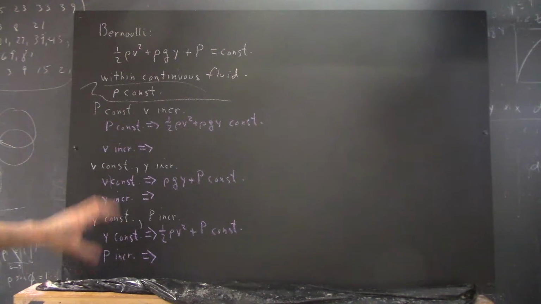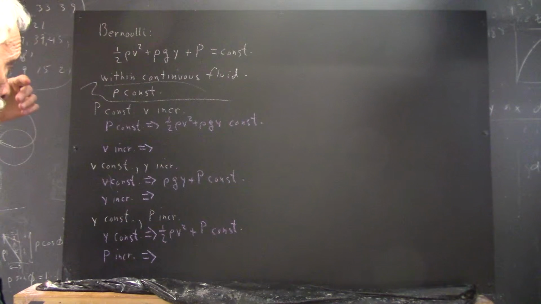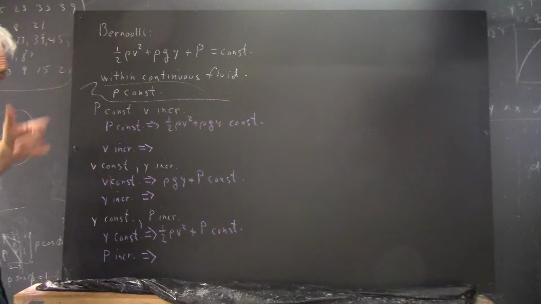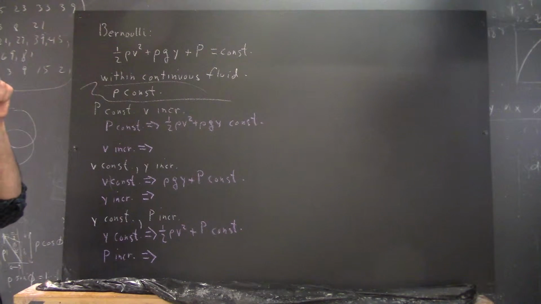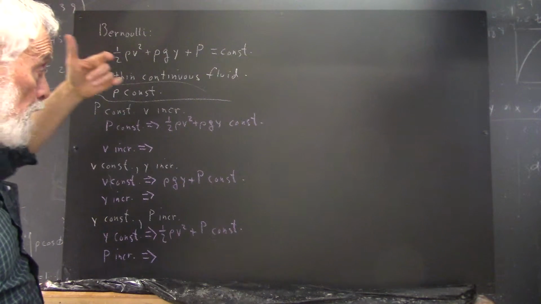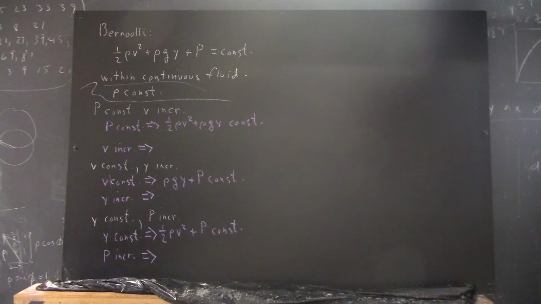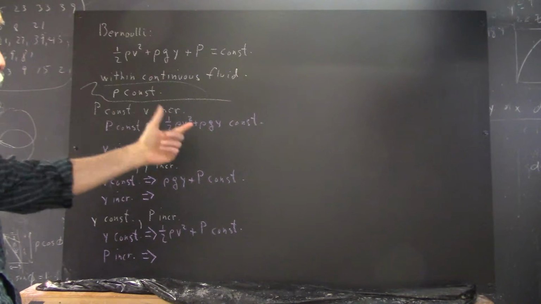Now, this has to be developed slowly. You have to see a couple of examples, and we start with examples that just look at how Bernoulli's equation, which I'll talk about in a minute, allows you to relate the changes in two of the three quantities when one of them is constant. Two of the three quantities, P, V, and Y.